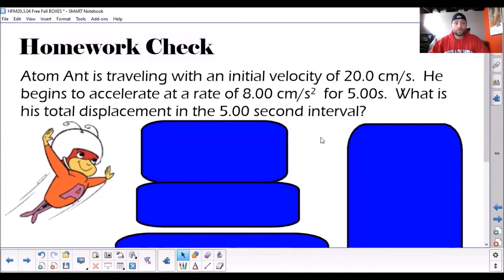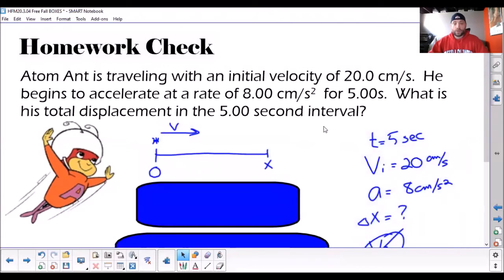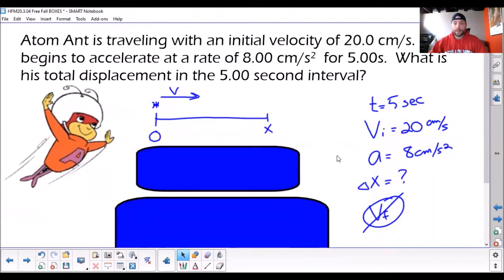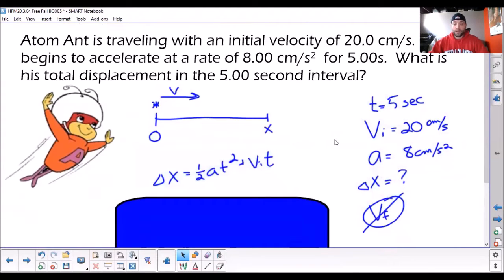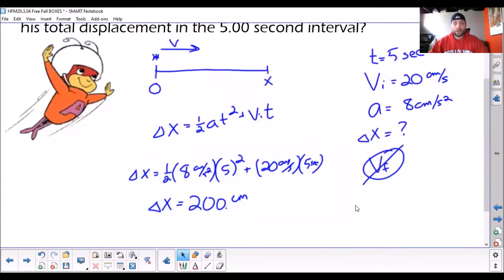First thing, draw some kind of a diagram, not just a fun picture like is there. List all of your knowns and unknowns, and then decide which equation you're going to use. We don't have a final velocity, so we use the 1/2 at squared equation. From there, you substitute everything in and solve carefully.